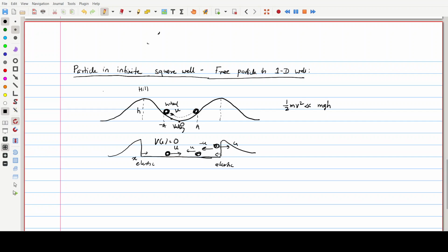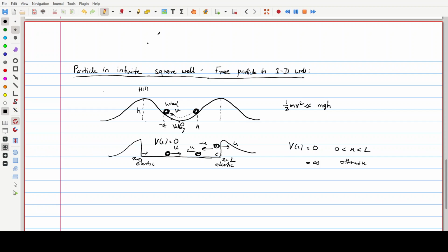Okay, so we can put this point x is equal to 0 and this point x is equal to L. So this V of x is 0 between 0 and L. So it experiences some force at this boundary, and since that force would be very large, we can put V of x as infinite. So very large potential energy at the boundaries.